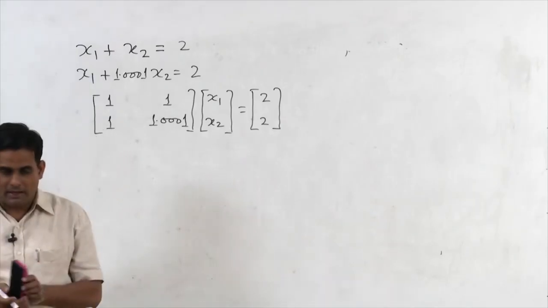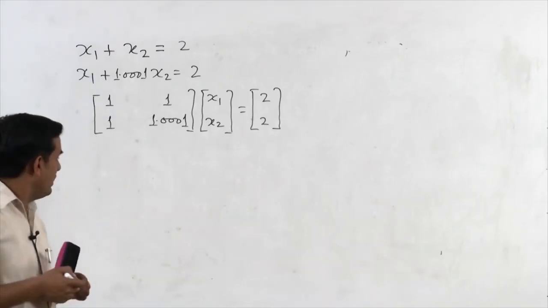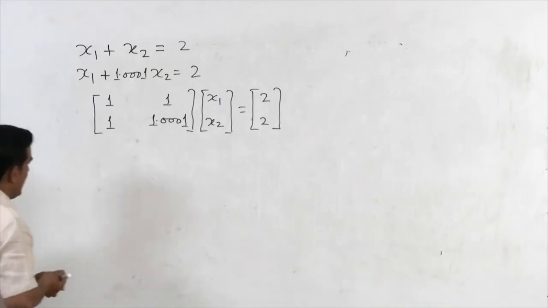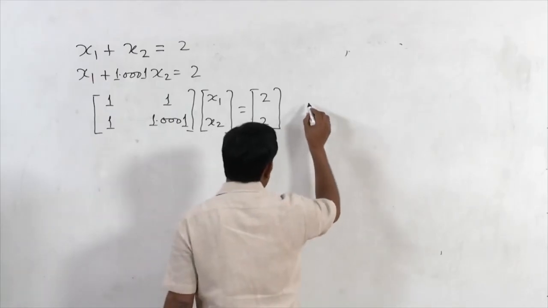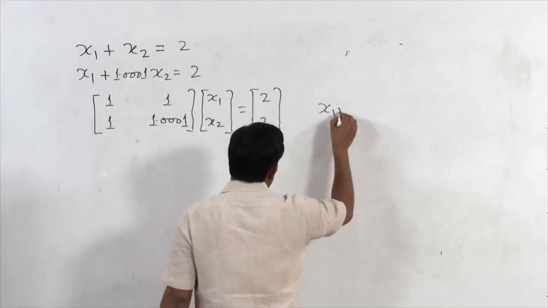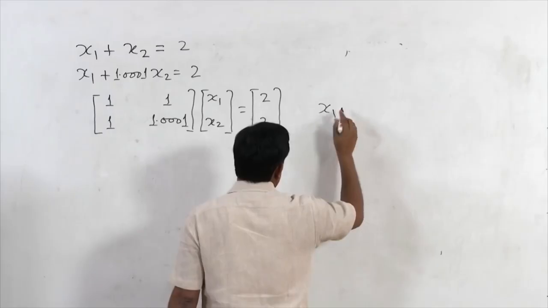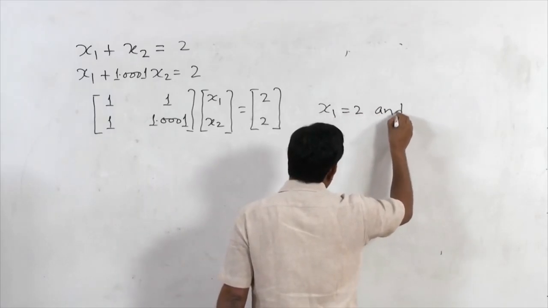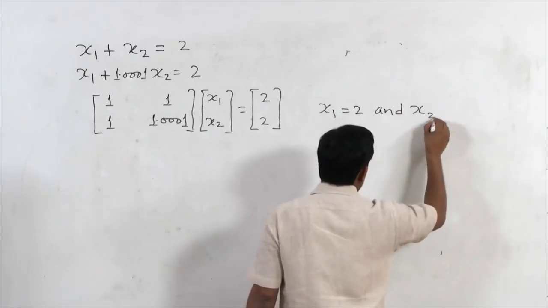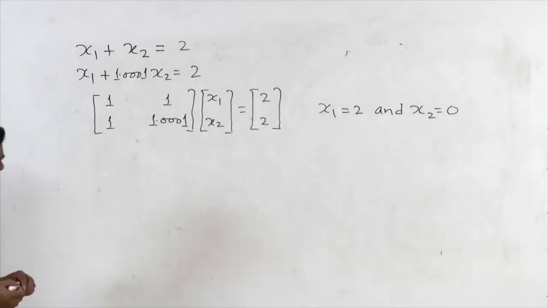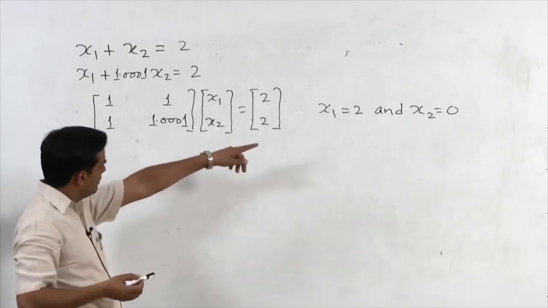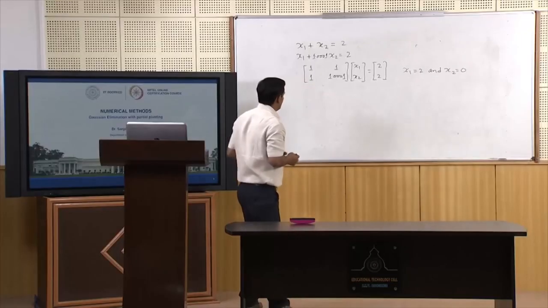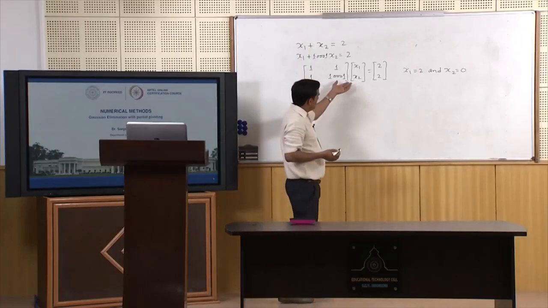So, if we solve this particular 2 by 2 system, just looking at this system, we can say the solution of this system is x1 equals 2 and x2 equals 0. So, this particular solution satisfies the system of equations and hence it is an exact solution of the system.